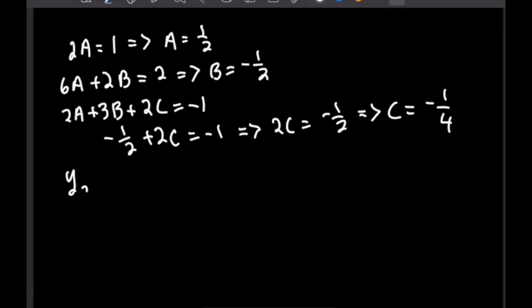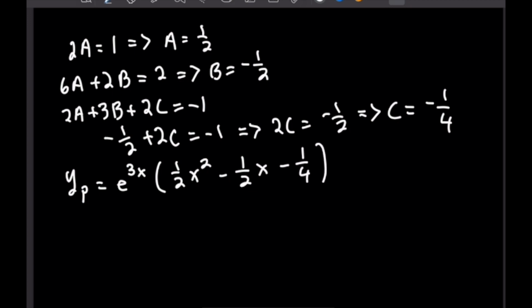So we'll have y sub p is equal to e to the 3x times, let's see, we have 1/2 x squared minus 1/2 x, and then finally minus 1/4. So that is our particular solution to this differential equation. And let's go ahead and move on to our fourth and final problem.